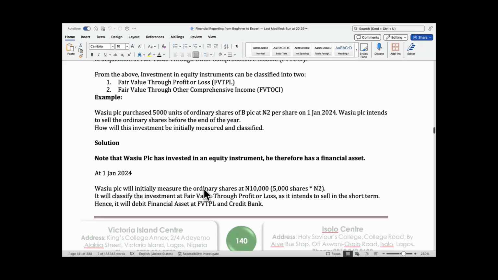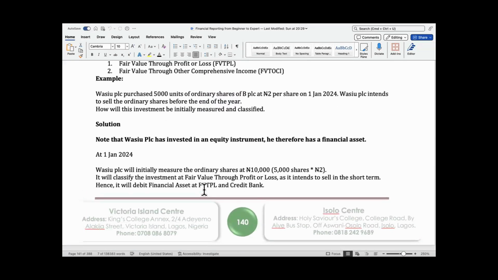So that goes to show that this guy in his books, when he recognizes this investment at 10,000 and he wants to enter it in his books, he would have to debit financial assets, or instead of calling it generally financial asset, you can simply call it equity investment. But he needs to put it at fair value through P&L so that we would know and understand the classification.